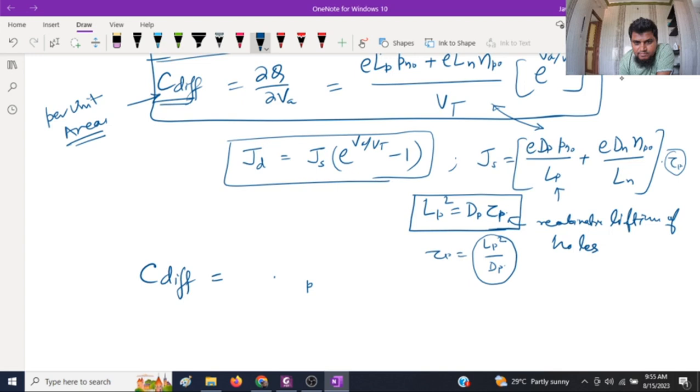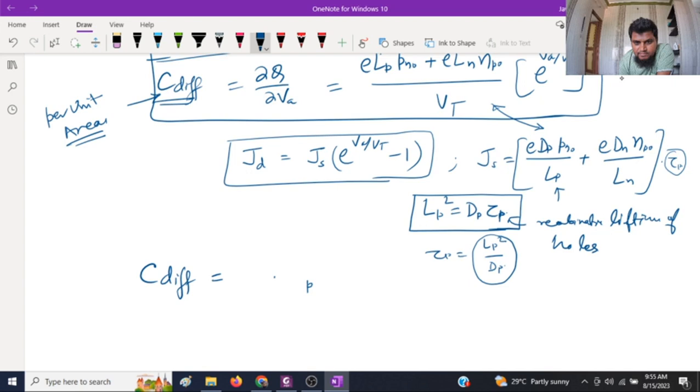And that is why you can see C diffusion is equal to current density multiplied by tau divided by Vt. So this should be divided by Vt. This is your final expression for diffusion capacitance.